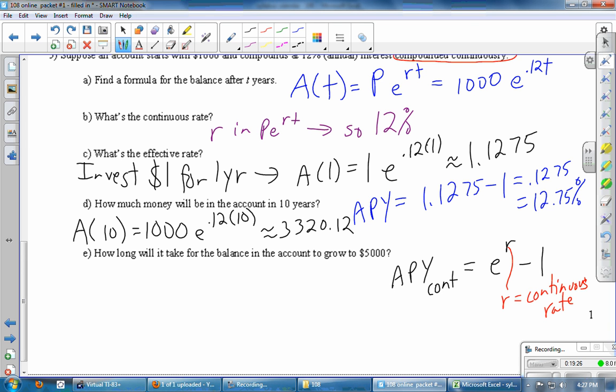Part E, how long will it take for the balance in the account to grow to $5,000? So same, we're still using this formula at the top of the page in blue, but in this case, I want 5,000 at the end of the game, so that will be by itself on the one side of the equation, 1,000 e to the 0.12t. Trying to solve for t.